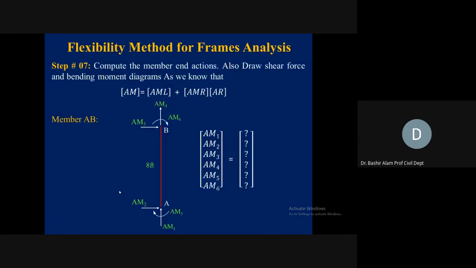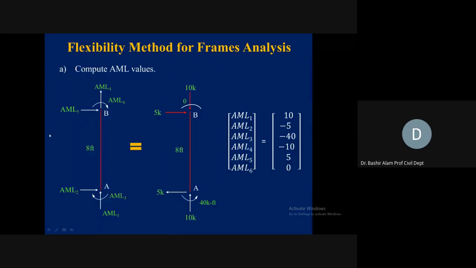Here now, we start how we prove this by using the matrix approach. Again, for the member actions we use AM equals AML plus AMR times AR. We are using this approach. Now, you can see AM 1, 2, 3, 4, 5 up to 6; these are unknowns. AML we now get from this for member AB; already we have it. So it is becoming 10, minus 5 and minus 40, and then we have minus 10, 5 and 0. These values are recorded here. This is from where we got the capital M values.